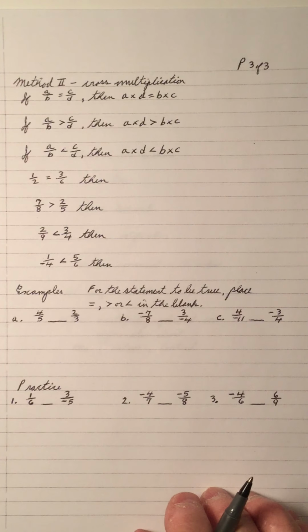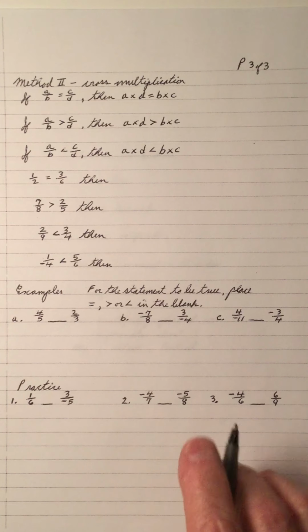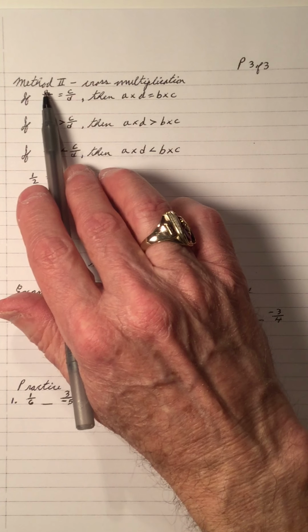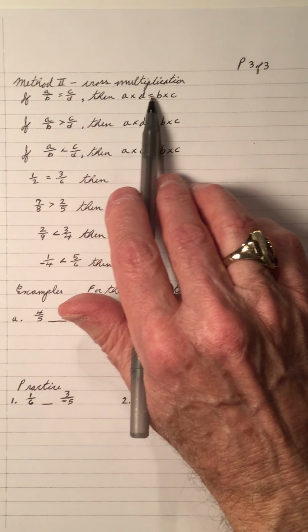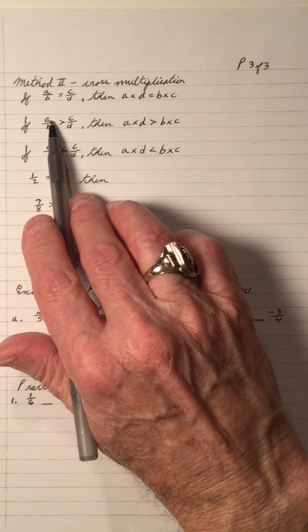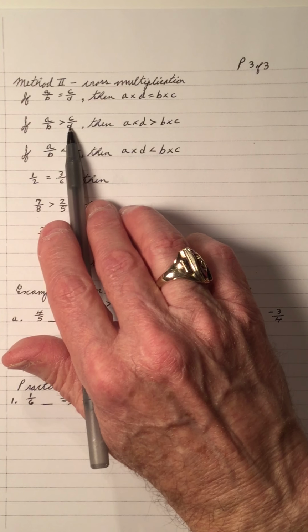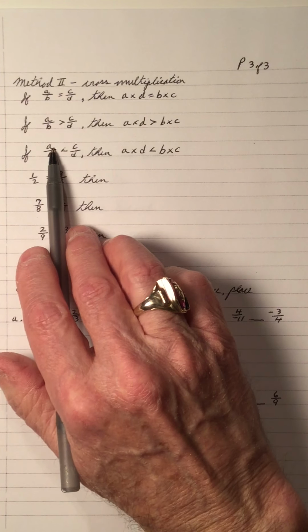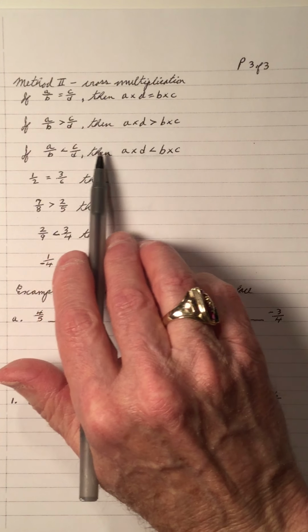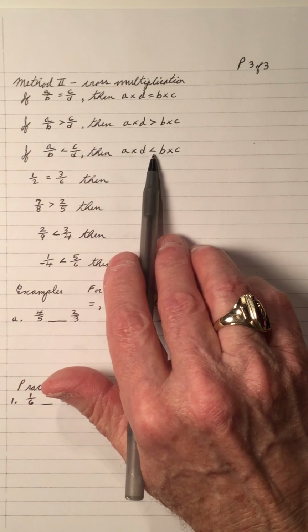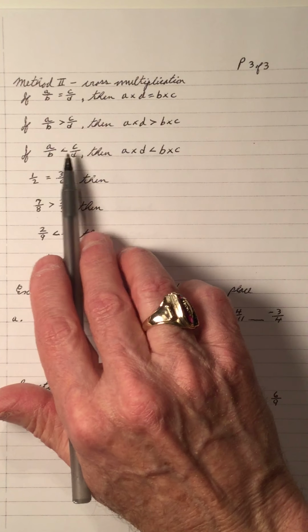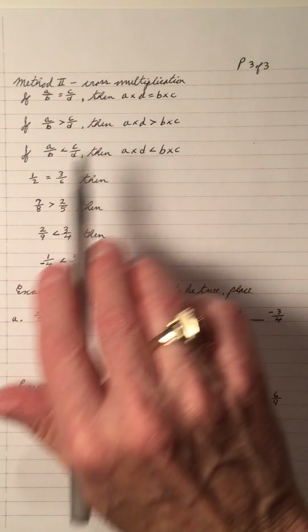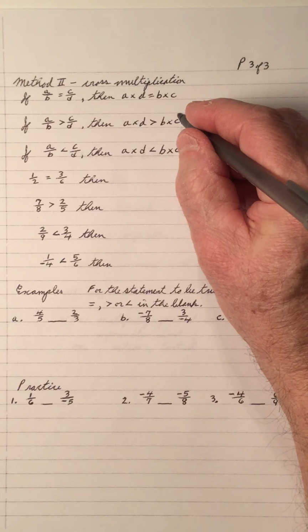Another method is what we call cross multiplication. In other words, if A over B equals C over D, then cross multiply: A times D equals B times C. If A over B is greater than C over D, then A times D is greater than B times C. If A over B is less than C over D, then A times D is less than B times C. So notice A times D, B times C, and whatever you see, less than is a less than, greater than is a greater than. But there's one condition on this.